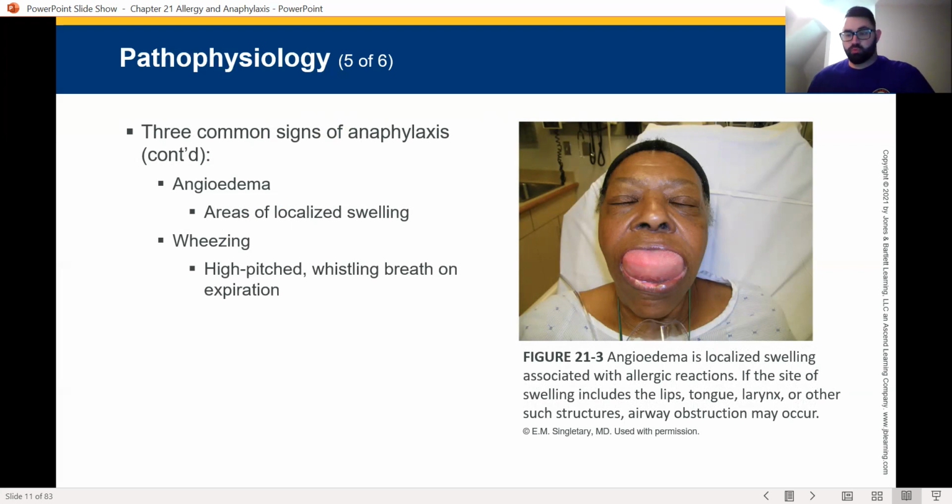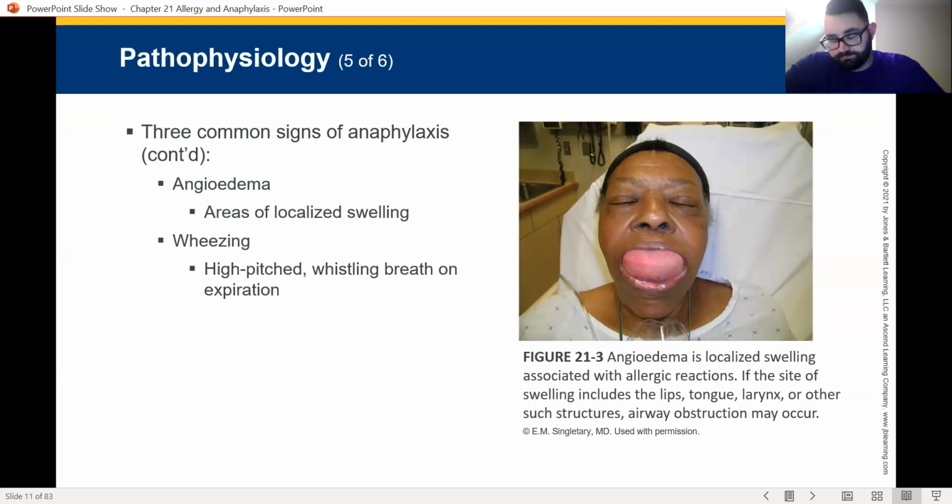Now, wheezing is super common. Now that I'll agree with. Super common is the wheezing. So wheezing again is a high-pitched whistling breath on expiration. That is a lower airway sound. If you didn't catch it the first time, wheezing is a lower airway sound. Do not confuse wheezing with stridor. A patient with an anaphylactic reaction going on can have stridor as well. Wheezing is a high-pitched whistling breath that is heard on expiration through auscultation with a stethoscope.